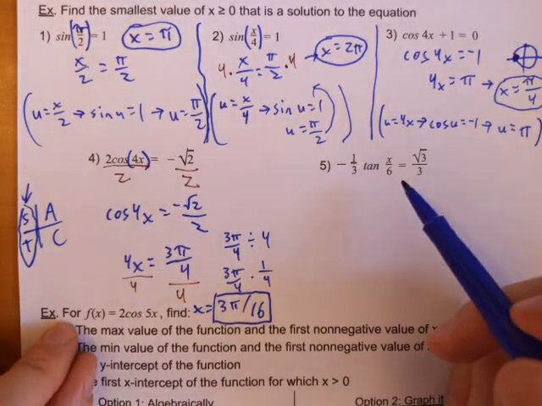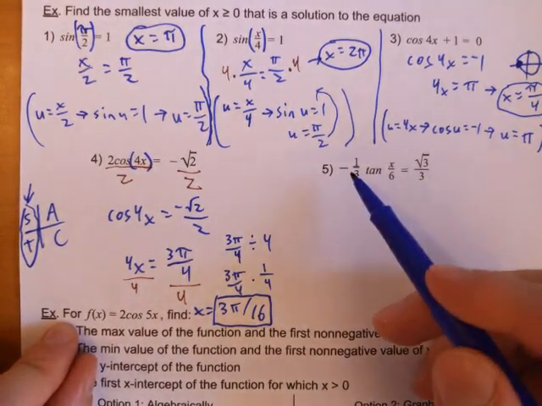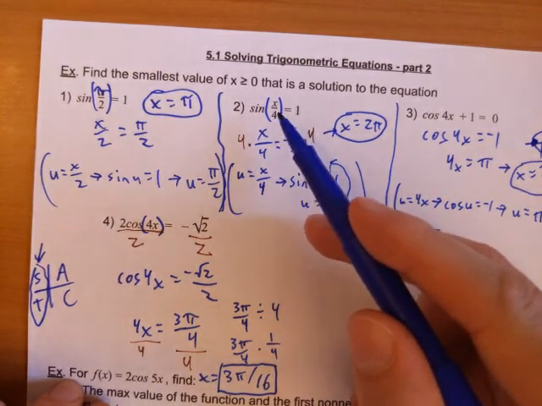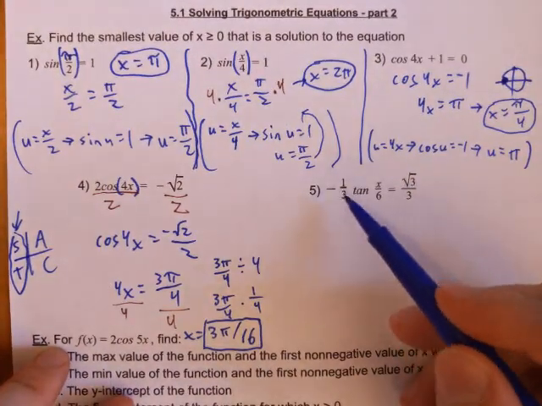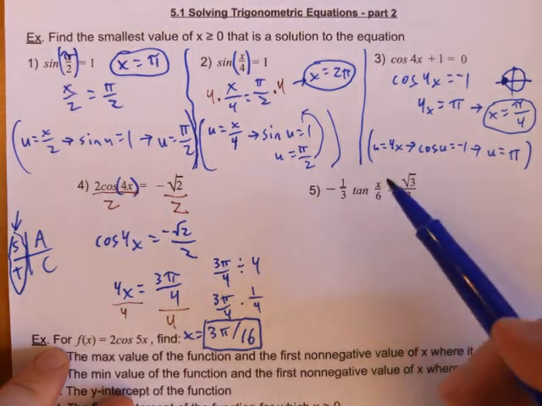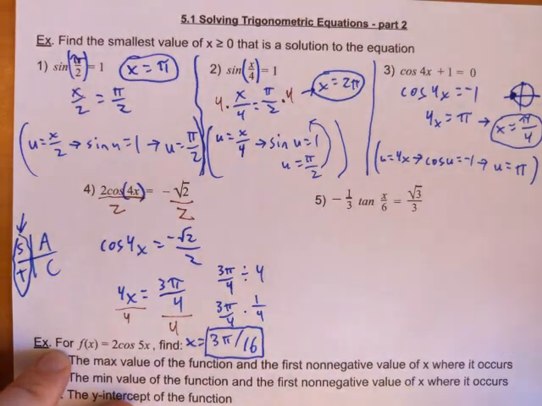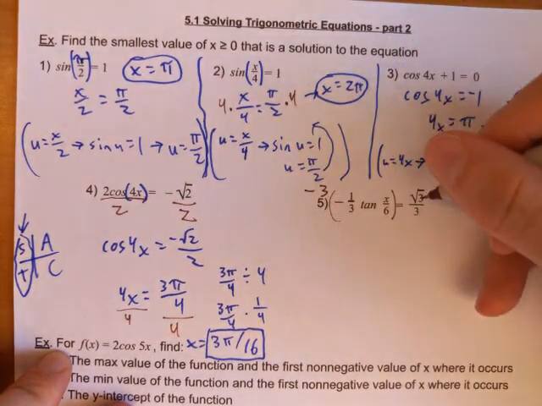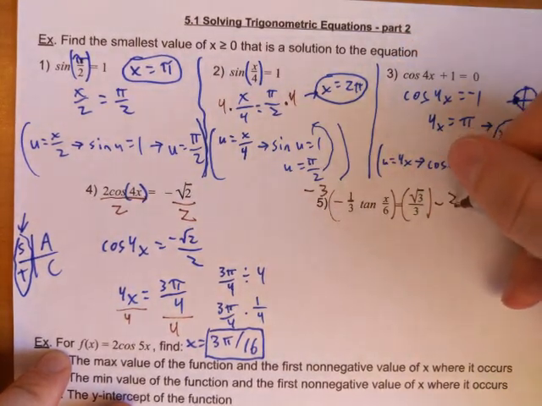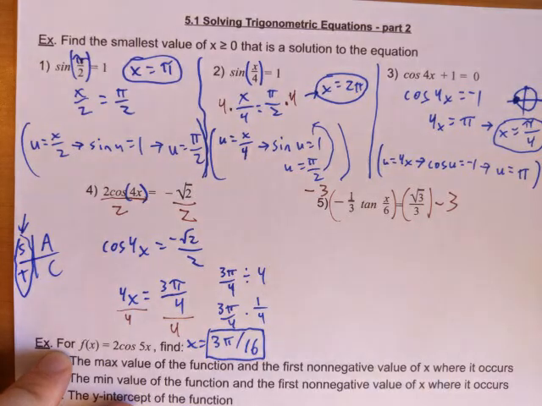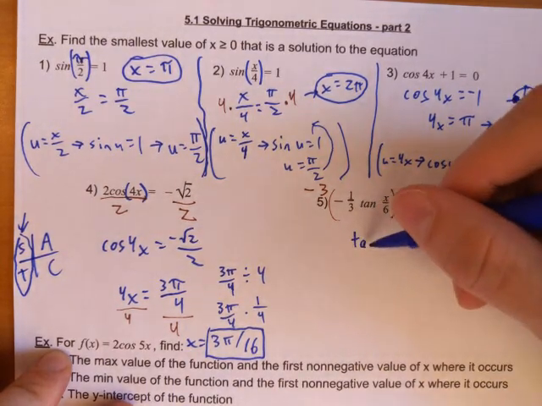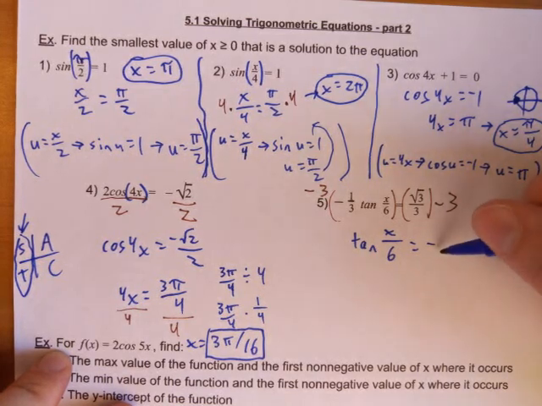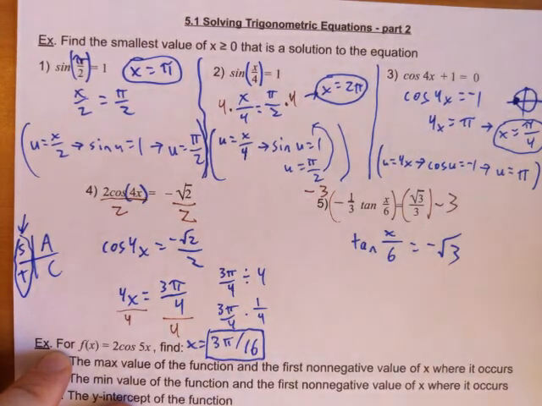One last one of these here. Again, we do have something outside the function. Make sure you keep straight things inside the function that you can't touch right away, and things outside the function that you do want to get rid of right away. So this one I'm going to do first is multiply both sides by negative 3. And so I'll have tangent of x over 6 equals negative root 3.